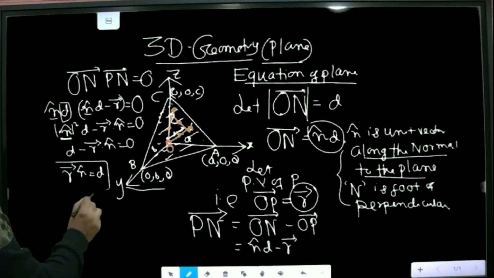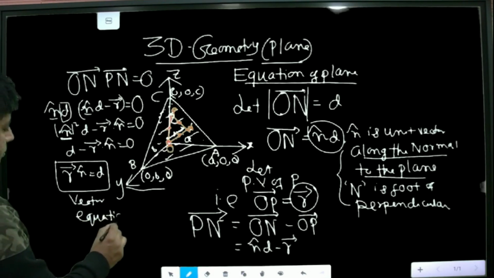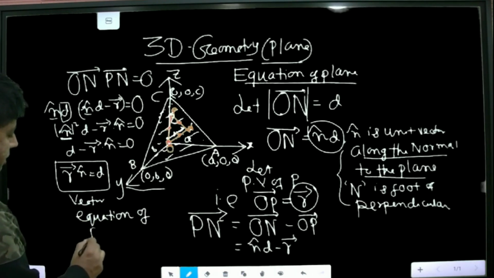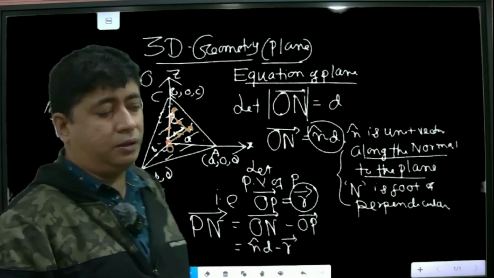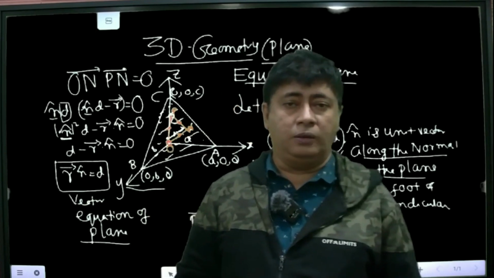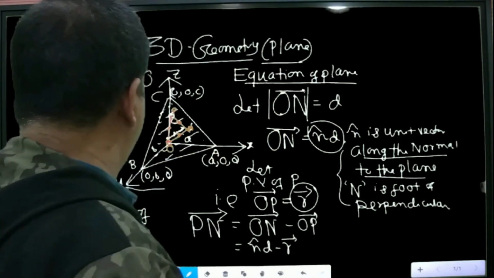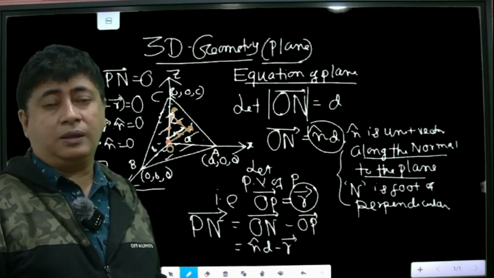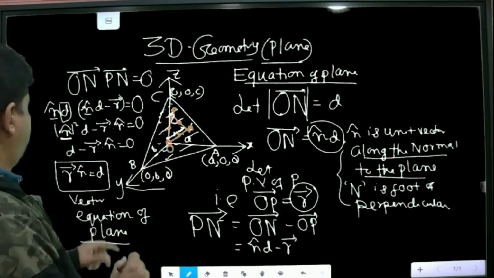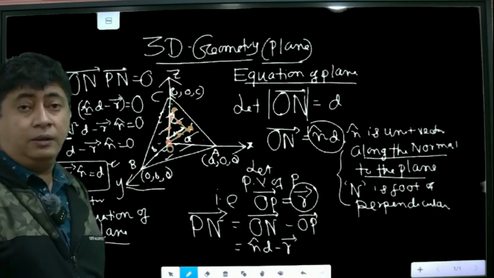That is the vector equation of a plane. Okay. Now, from vector, you can convert the equation to Cartesian form. This is the vector equation of a plane. Now, Cartesian form.